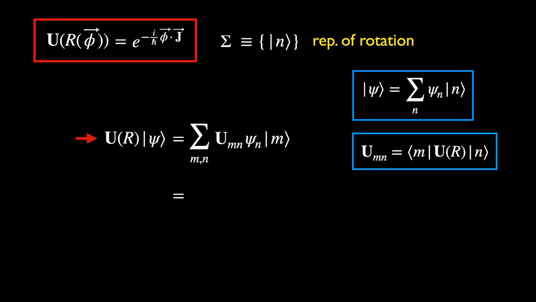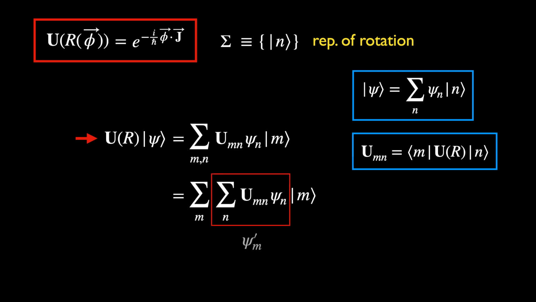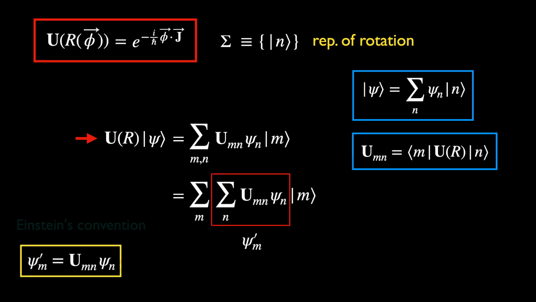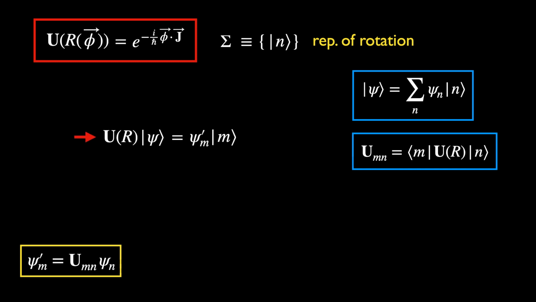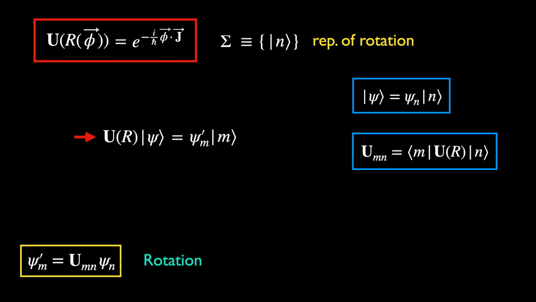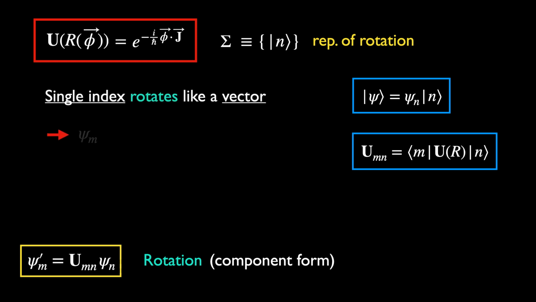This gives us the rotated components psi prime. Note that from here on, we shall use the Einstein's convention where repeated indices are automatically summed over, so that we don't have to keep writing summation symbols. We can now describe the rotations of any state in sigma by the rotations of its components in the basis n. These single-index objects, psi n, rotate like a vector under the action of the matrix U.